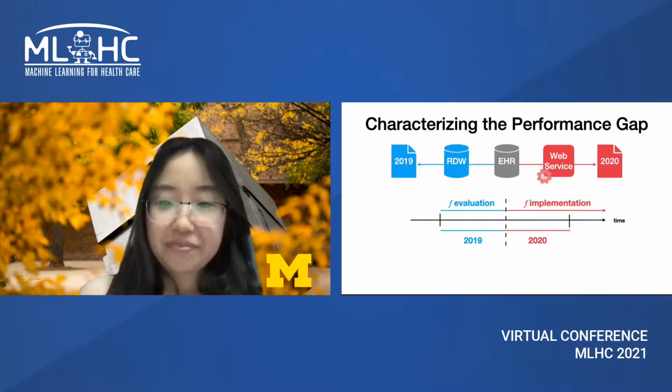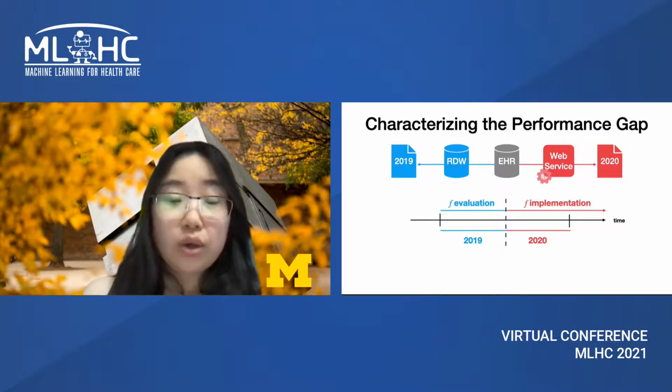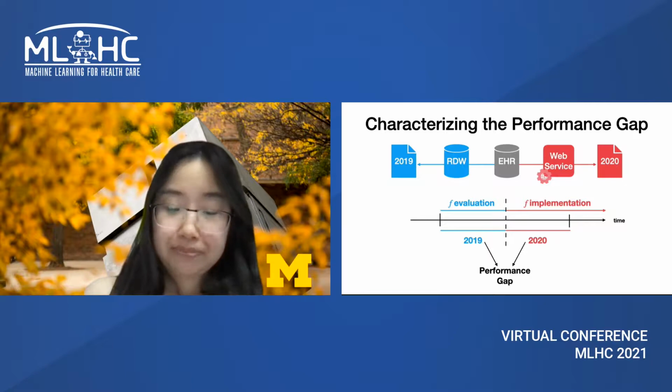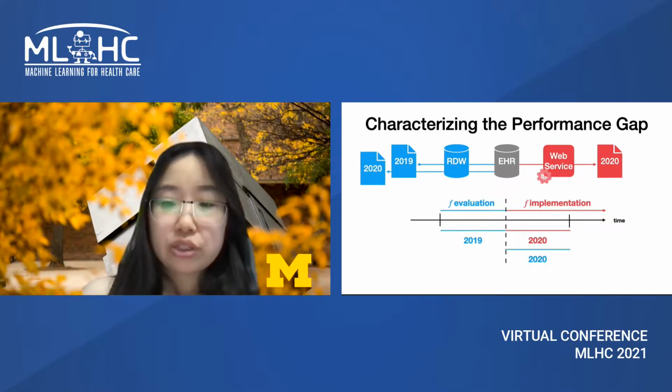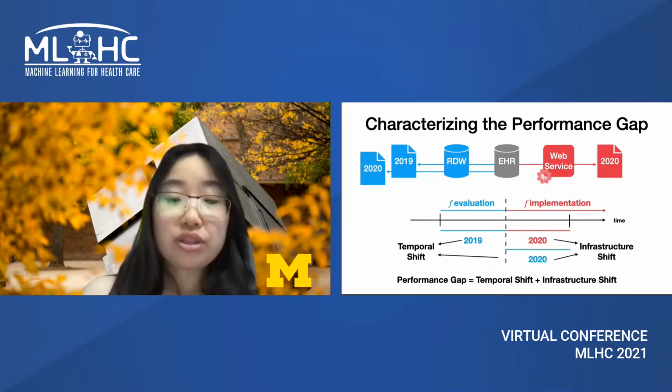Hi, my name is Jihei. To answer this question empirically, we trained a model using data from 2013 to 2018. We retrospectively validated on data from 2019 and prospectively validated on data from 2020, measuring the performance gap. After the prospective validation period, to control for temporal changes, we repulled the data from 2020 using the retrospective pipeline and measured the gap due to the shift in infrastructure versus the shift in time.